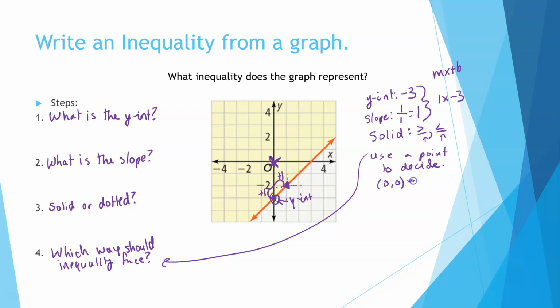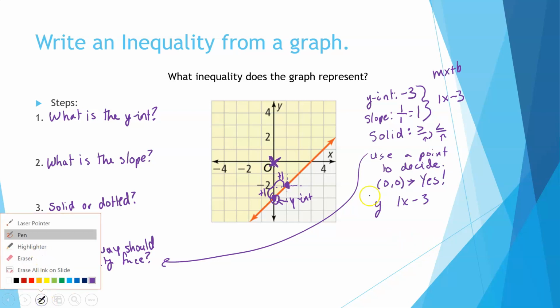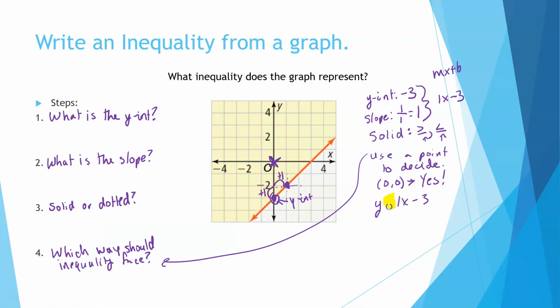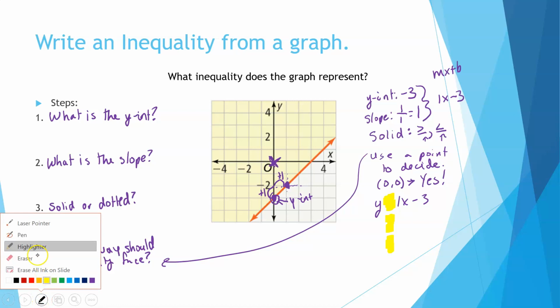But here's the key. In this case, I have to ask myself, is 0, 0 an actual solution? And because it's in the shaded region, I need to know that yes, it is. So once I go to figure out my inequality, I say, okay, I know y is over here. I know 1x minus 3 is here. My job is to figure out which direction this inequality faces. Okay, so I'm going to go with some highlighting down there.